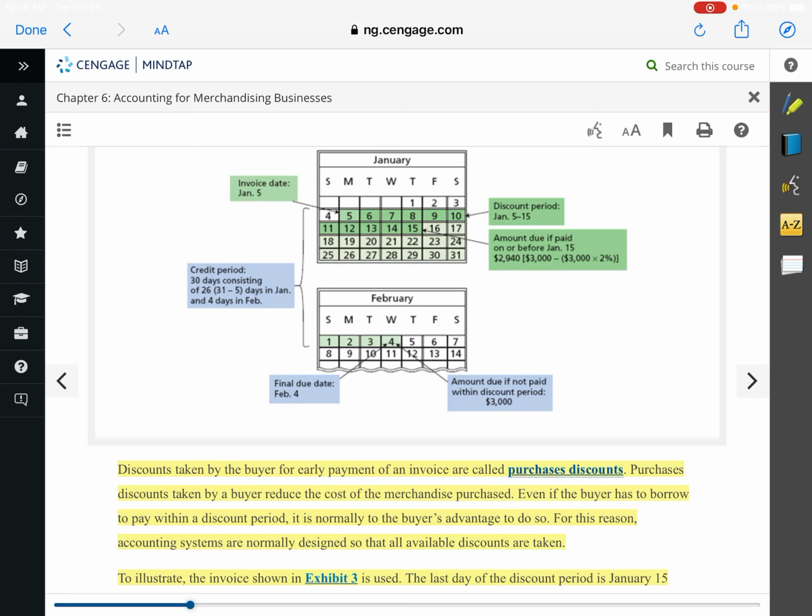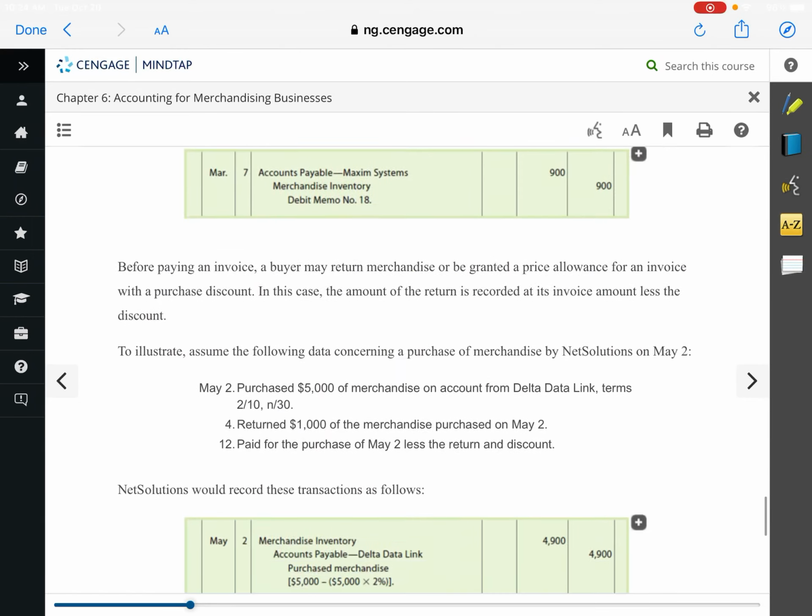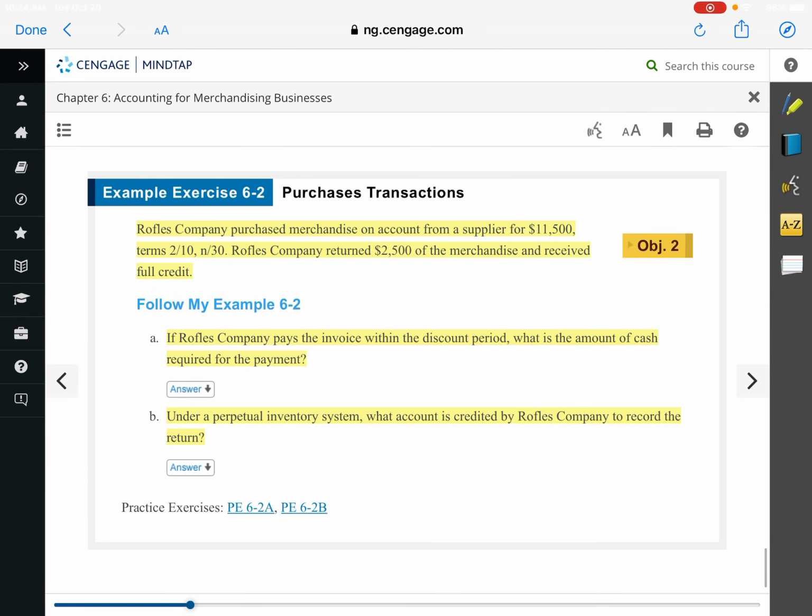Purchase transactions. This is what I was trying to get to earlier. So here are some examples. All right. This company purchased merchandise on account from a supplier for $11,500. Okay. With the terms 2/10, n/30.